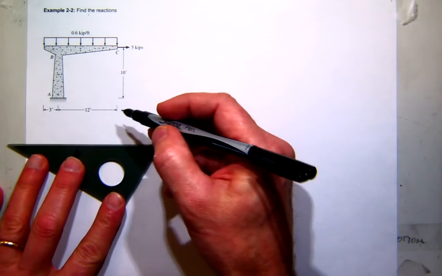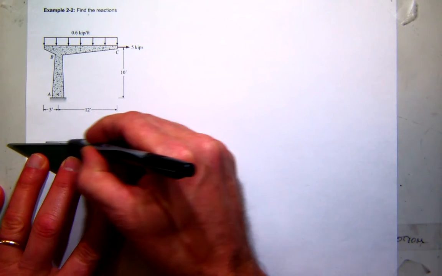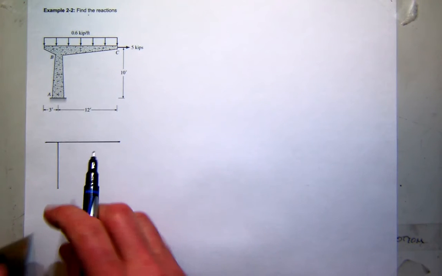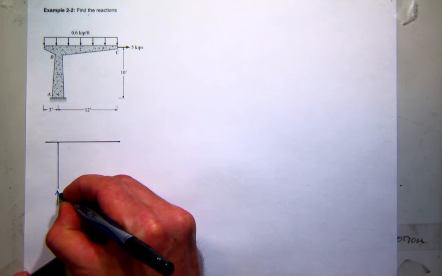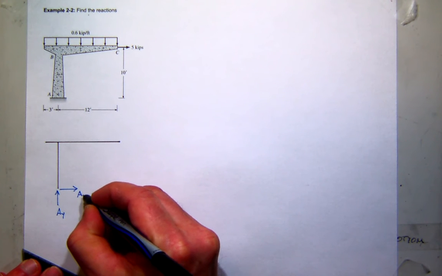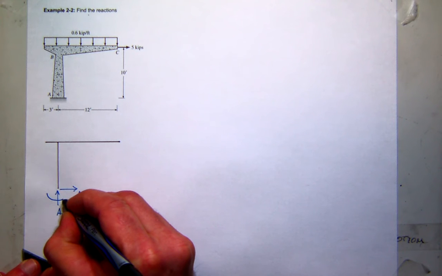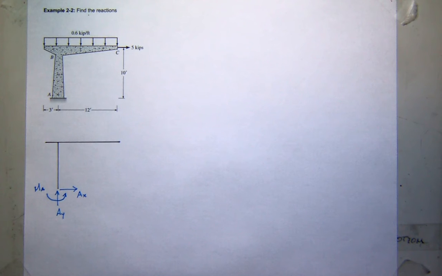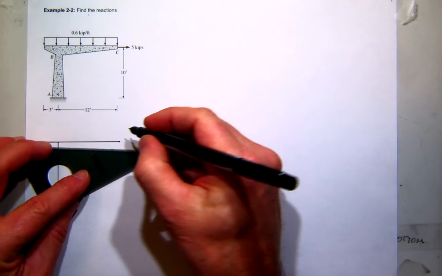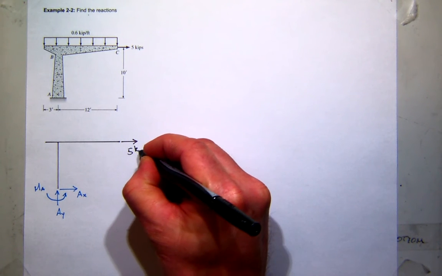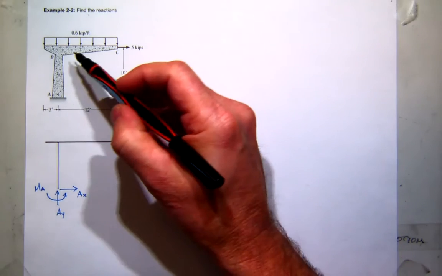So let me go ahead and draw my free body diagram. So I'll assume there's the top edge, and here is the column. At A, again, I will assume that I have a reaction up, a reaction to the right, and a moment. There's my 3 unknowns. Over here on this edge in the horizontal direction, I've got this 5 kip load. And then I've got this uniformly distributed load.